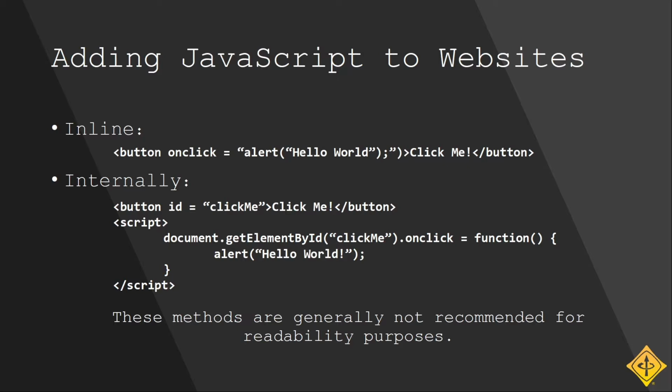Internally, you can just have script tags, and you would normally put these right before the closing body tag. So you can create a button with an ID of click me, and then again document.getElementById click me dot onclick. So dot onclick is the attribute of whatever is returned by document.getElementById. In this case, it returns the DOM element that represents the button, and then you add a click function to it that does alert hello world.